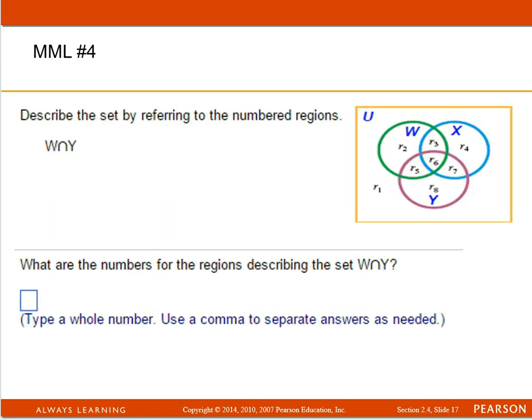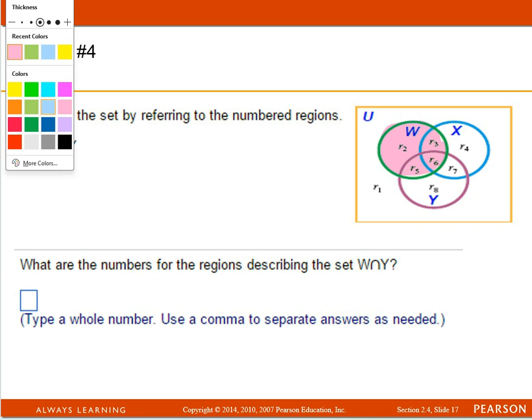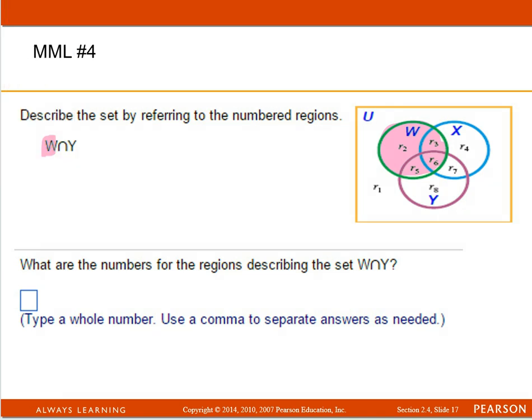Okay, next. All right, describe the set by referring to the numbered regions. So we're looking at set W, which is all of this, and set Y, which is this circle, and we are looking for the intersection.